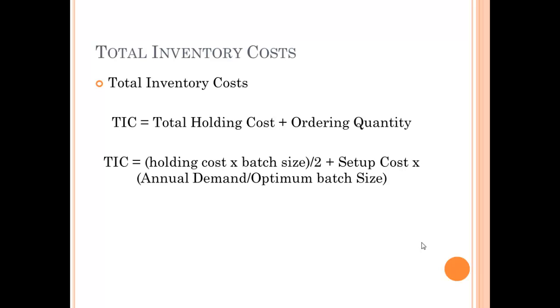All right. So the total cost of your inventory, total inventory cost, is the total holding cost plus the ordering quantity. Okay, so when I swap in the formulas on the previous page, that means the holding cost times the batch size divided by 2 plus the setup cost times the annual demand divided by the optimum batch size, that's going to be my total inventory cost, and that's what I want to reduce. So again, to reduce these things, I need to reduce the setup cost, which means I need to reduce the setup time. That's why I want to reduce the setup time.